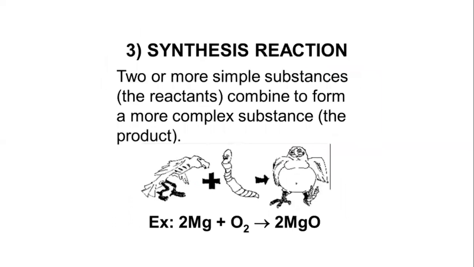The third reaction is a synthesis reaction. This occurs when two or more simple substances, the reactants, combine to form a new complex substance, the product. So we are going to synthesize a new product. Here we have magnesium and oxygen, and we're going to form magnesium oxide.